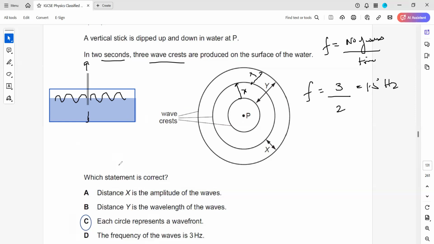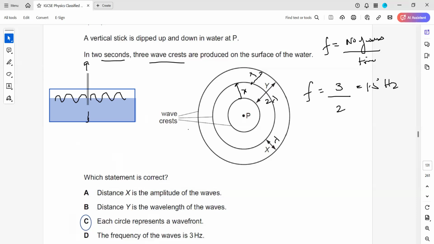Now, which statement is correct? The distance x is the amplitude of the wave. No, x is not the amplitude, x is the wavelength. The distance y is the wavelength. No, that's not the wavelength, that is twice the wavelength. Like this is 2 times the wavelength.